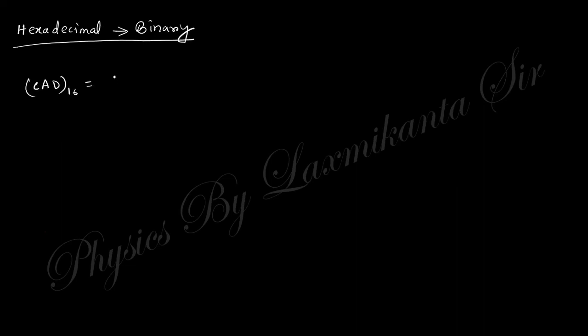Okay. So the next thing is hexadecimal to binary system. Take an example. Suppose CAD. This is in the hexadecimal system. You need to change it into binary system. So D means, just to remind, that is A, B, C. This is 10, 11, 12, 13. So D means 13, A means 10, C means 12.